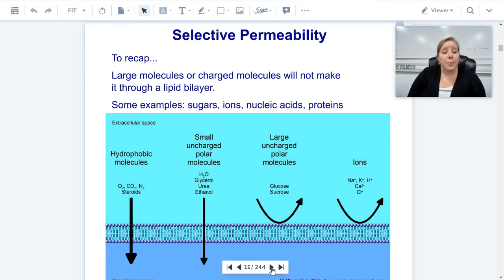So to recap, selectively permeable. The large molecules or charged molecules will not make it all the way through the bilayer. Sugars, ions, nucleic acids, proteins, those things need something to allow them to get through, because the cell does still need the sugars, the proteins, the nucleic acids, but it needs to have a doorway for them to come through rather than just fitting all the way through. So hydrophobic molecules will go through. The small uncharged polar molecules will also go through. The large uncharged molecules will not, and the ions will not.